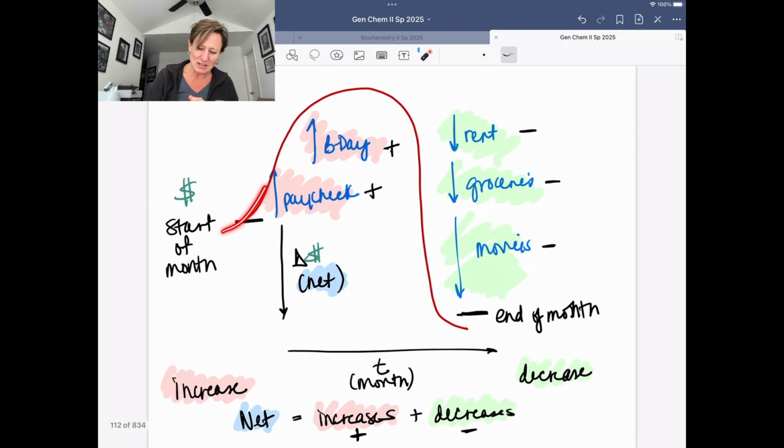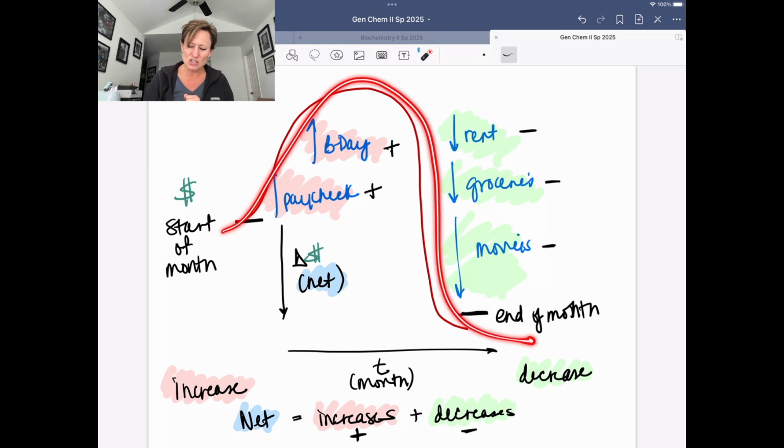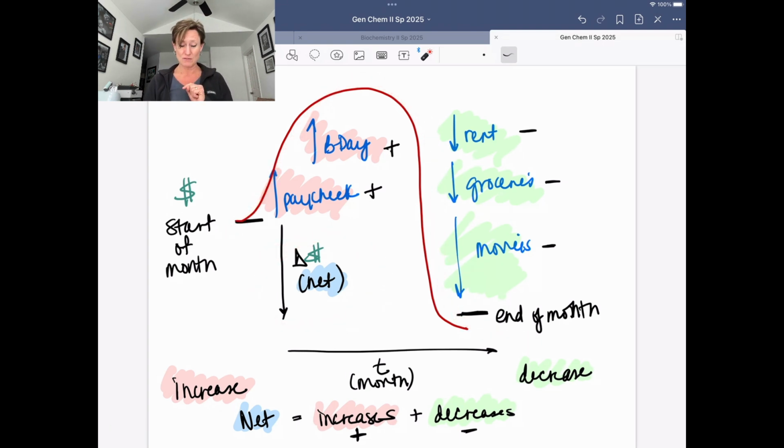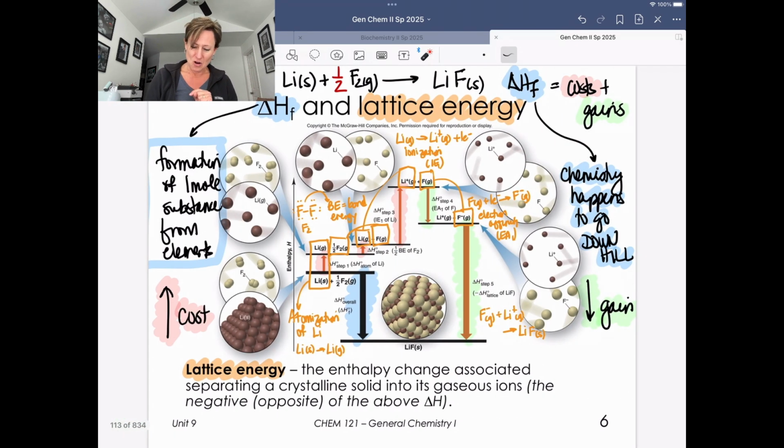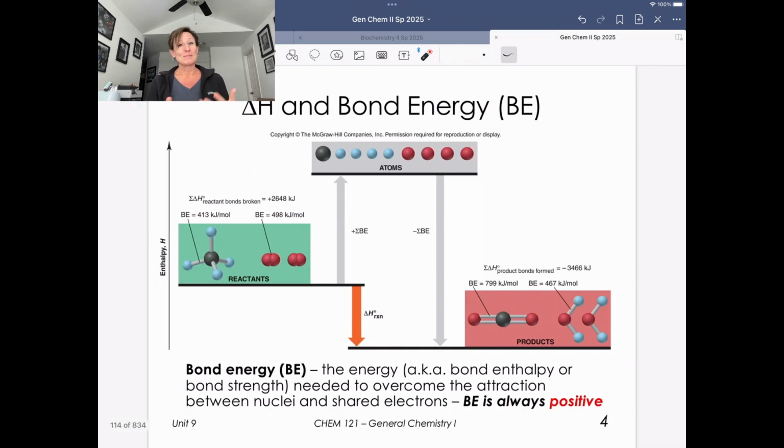We want to talk about the costs and the gains to determine the overall energy of a process, right? The costs and the gains to determine the overall energy of forming an ionic compound. Last one again is going to be the costs and the gains for determining the overall energy for forming a covalent molecule. All right, so here's what we're going to have for this guy.